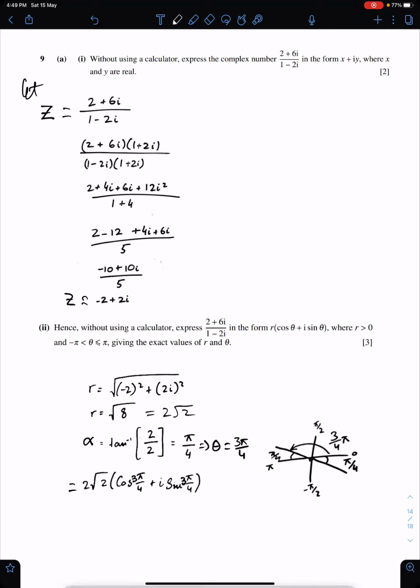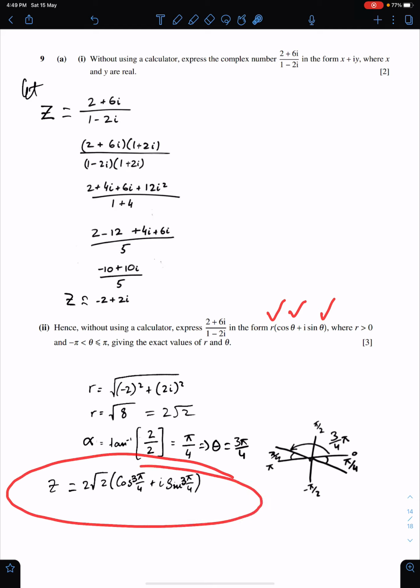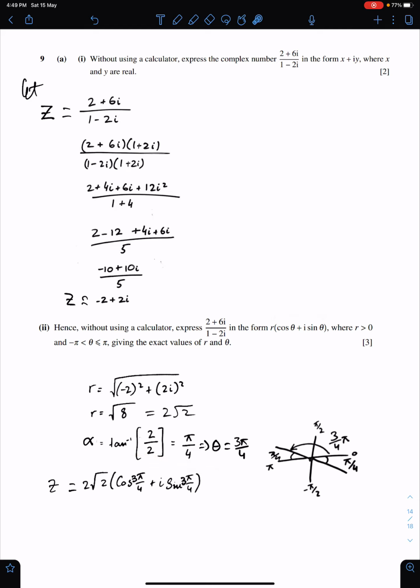Hence this is the required form. You just need to put r here and theta here. R is 2 root 2 and theta is 3 pi by 4. This is the trigonometric polar form.